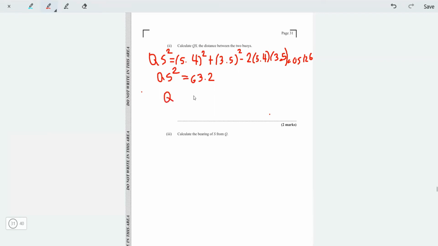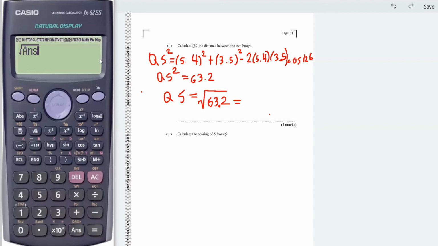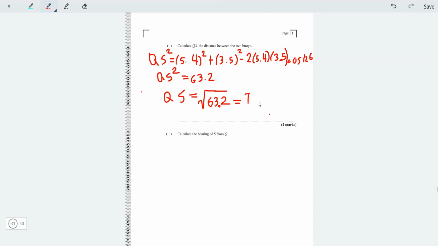So now I need to square root it to find QS. QS is the square root of 63.2. When I square root 63.2, I get 7.97 or 7.98 kilometers. Given that they gave their answers to 1 decimal place, I'm going to round it off to 8.0, just to follow the trend. So I'm going to write 8.0 as my answer.